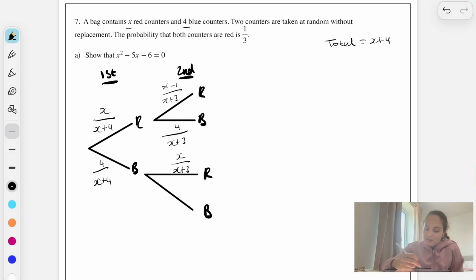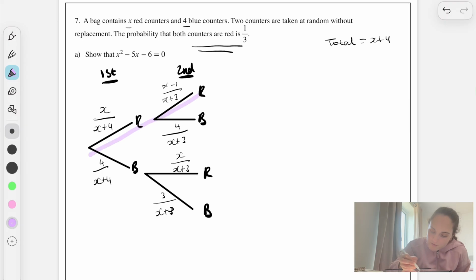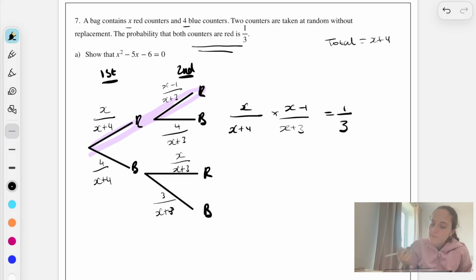And then the probability that the second one is blue, given that the first one is blue, that's going to be 3 over x plus 3, because one of the blue has been removed, and we've now only got x plus 3 in total. So we're told the probability that both counters are red is 1 over 3. So we're going to go through the path of red, and that probability is equal to 1 over 3. So we have x over x plus 4 times x minus 1 over x plus 3, and that is equal to 1 over 3.